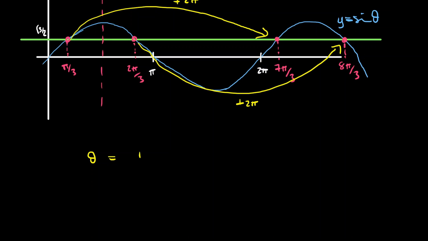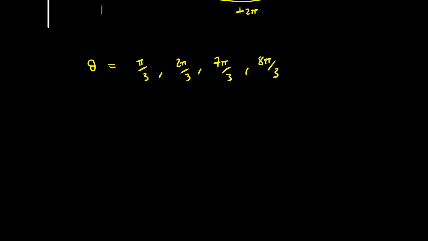We have got our pi by 3 solution. We have got our 2 pi by 3 solution. We have got 7 pi by 3. And we've got 8 pi by 3. So these are all of our solutions if we're thinking about theta. But of course, we're not thinking about theta. We're thinking about phi, right?